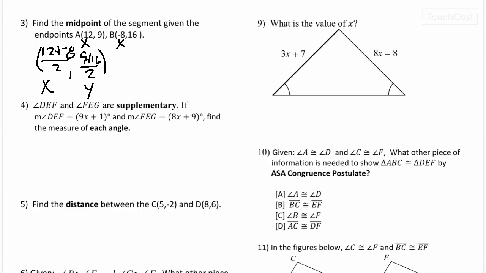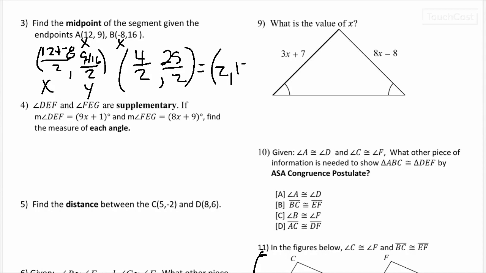And then what we end up getting, 12 minus 8 is 4, I hope. 4 divided by 2, and then 25 divided by 2, which will simplify to be 2 and 12.5. And that's how you do that.